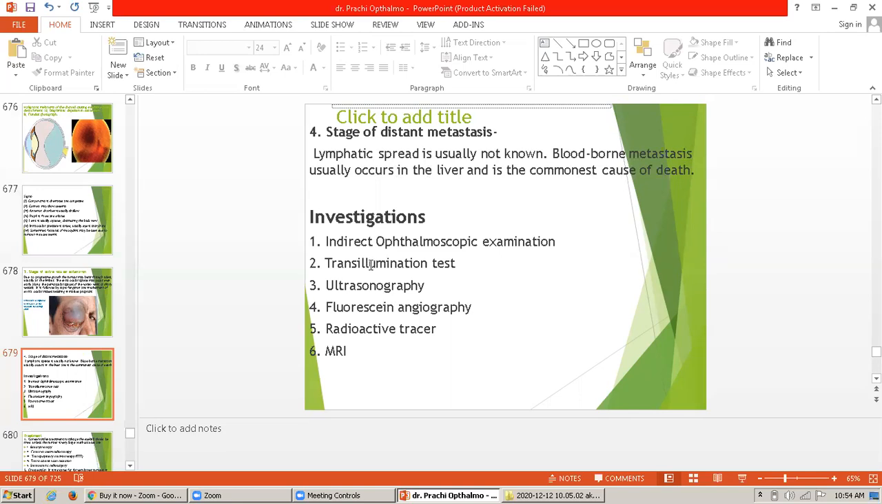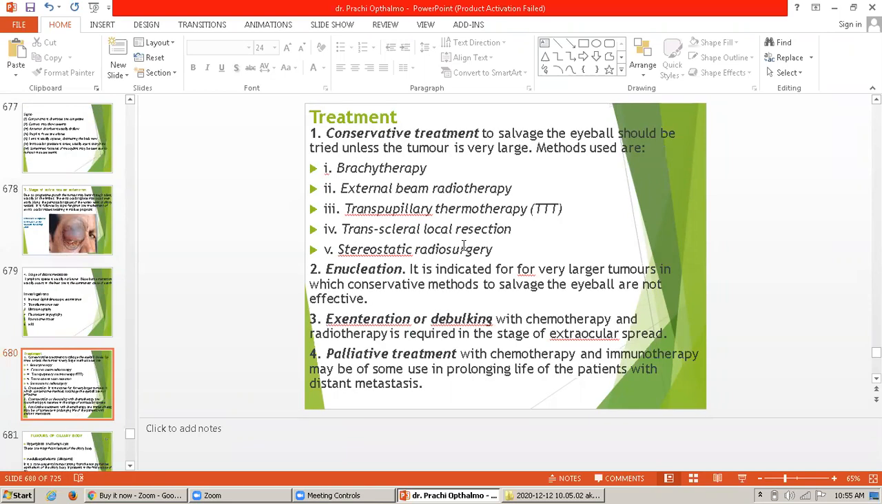So, the investigations are: first, indirect ophthalmoscopic examination; then the transillumination test; third, ultrasonography; fourth, fluorescein angiography; fifth, radioactive tracer; and sixth, MRI. So, these investigations are needed to detect the tumor of the choroid: MRI, radioactive tracer, fluorescein angiography, ultrasonography, transillumination test, and indirect ophthalmoscopic examination.